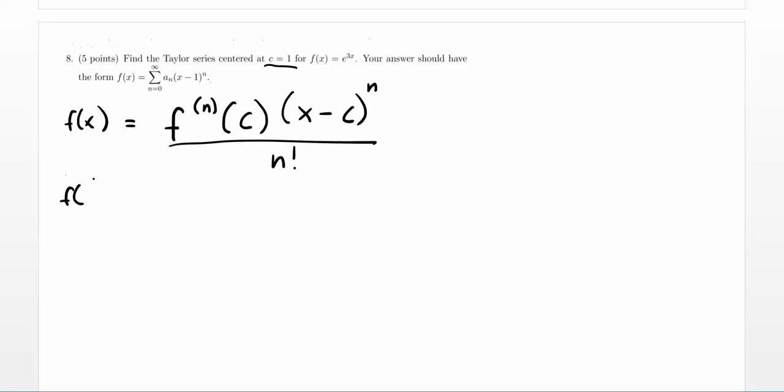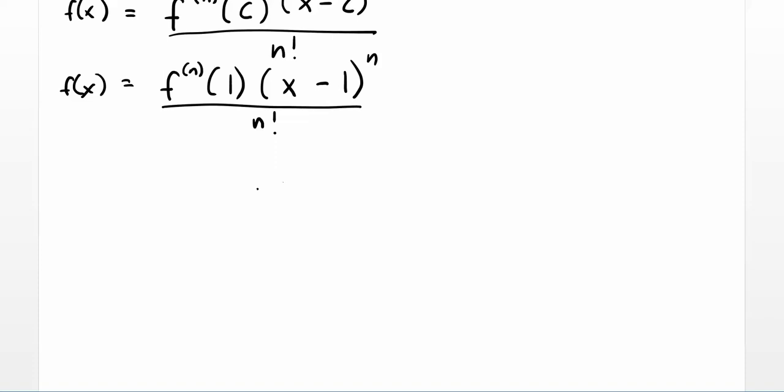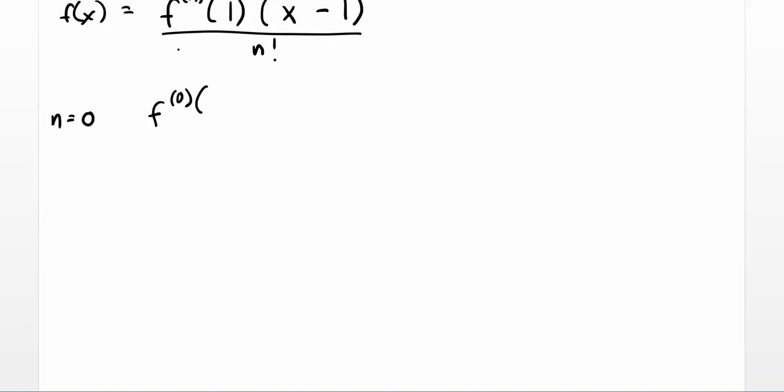Our formula is going to be the nth derivative of f evaluated at 1 times x minus 1 to the n, divided by n factorial. Let's see if we can get a formula for this. For n equals 0, f, we'll write it like this, we don't have to, but f0. This basically just means the 0th derivative, or no derivative, which is just the original function. So f of 1 is equal to e to the third.